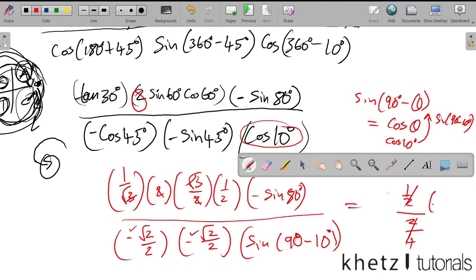And then you have your negative sine 80 degrees. Then you're going to divide that by sine of 80 degrees. So these two cancel out, and not forgetting the negative sign over there, therefore your answer to this is negative 1. So basically just use the reduction formulas to reduce most of these, and then we use special angles to find the exact values.